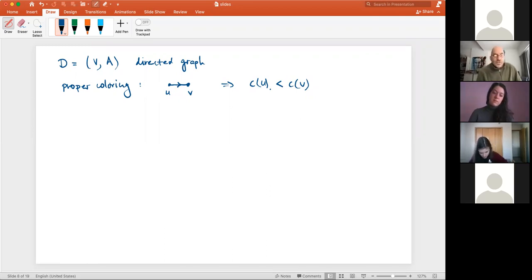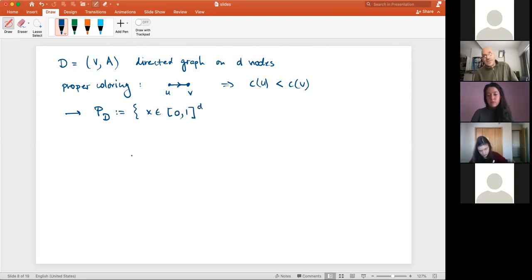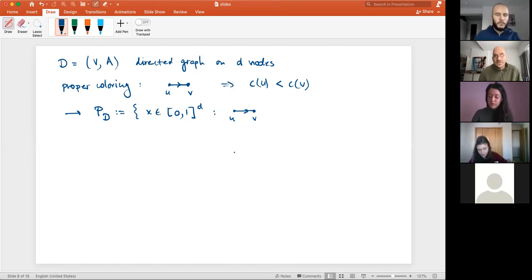Out of such a thing, I can make a polytope. Let's call this the polytope that belongs to the directed graph. Let's say I have a directed graph on D nodes, because that's going to make my polytope D-dimensional. I'm going to look at all points for which each variable is between 0 and 1, so I live in the D-dimensional unit cube. And I have this condition, which comes from my graph: if I have an edge that's directed from u to v, then I want the coordinate indexed by u to be less than the coordinate indexed by v.